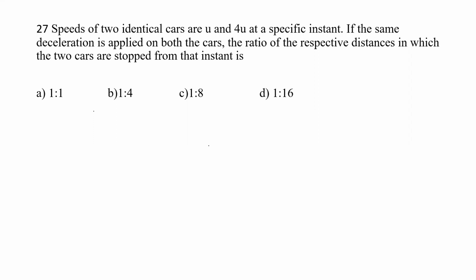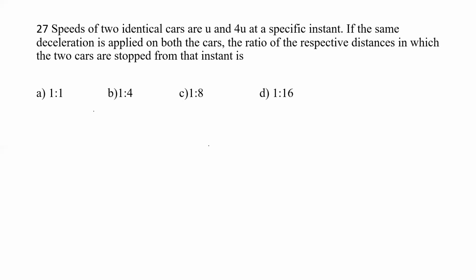The speeds of two identical cars are u and 4u. At a specific distance, the deceleration is applied on both the cars. The ratio of respective distances in which the two cars are stopped from that instant is. So here the final velocity is given. See here, as both the cars are getting decelerated with the same acceleration, and they stop.